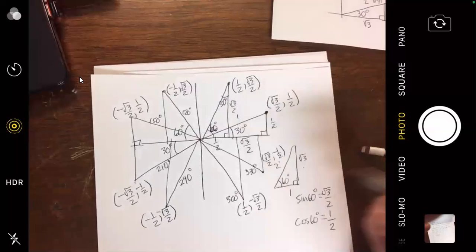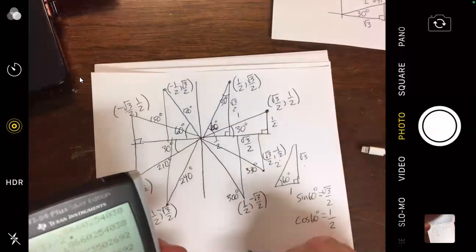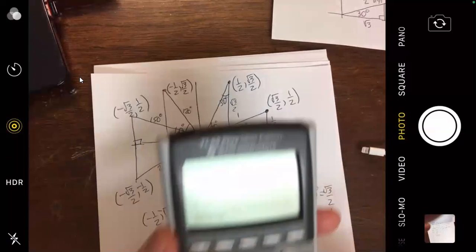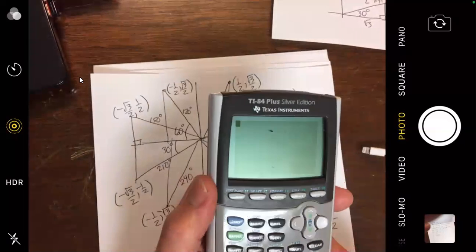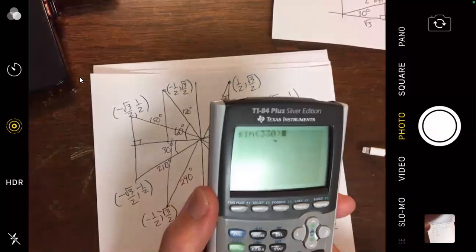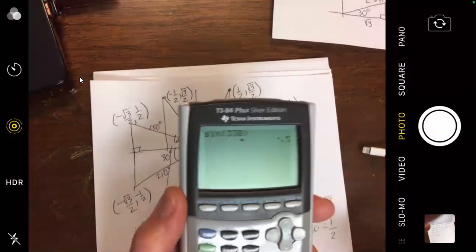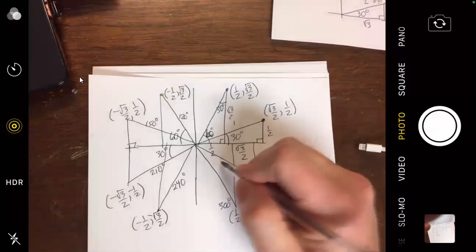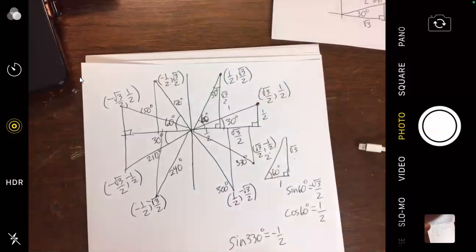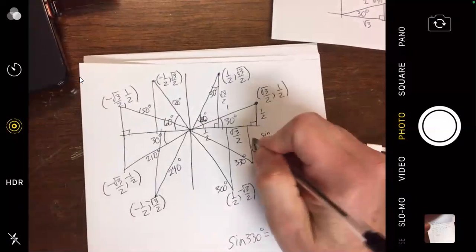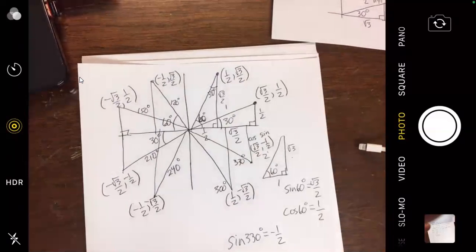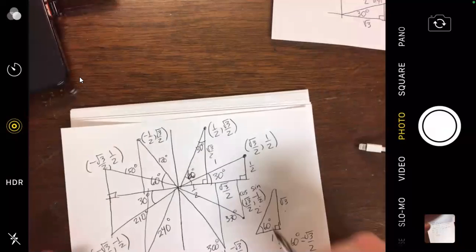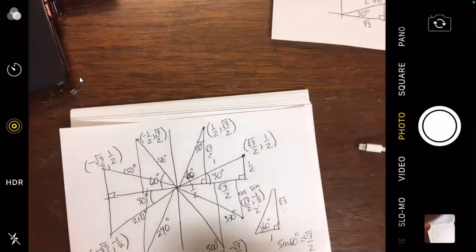I'll just punch in 330 to show. This means the sine of 330 is -1/2, which is -0.5. Sine 330, -0.5. This is the sine, this is the cosine. Okay, that's about the best intro I can give you to all of these different coordinates in plain English.